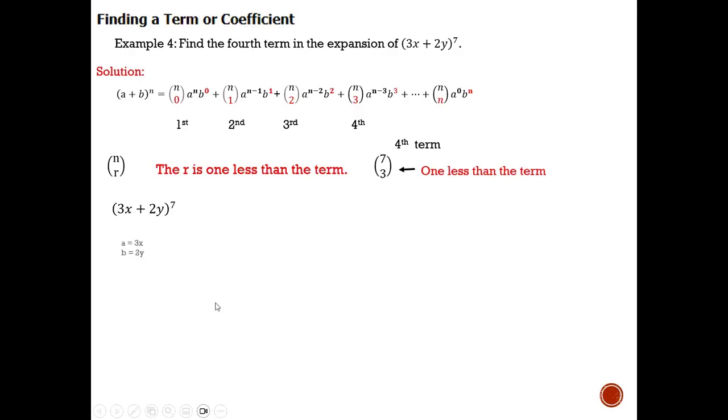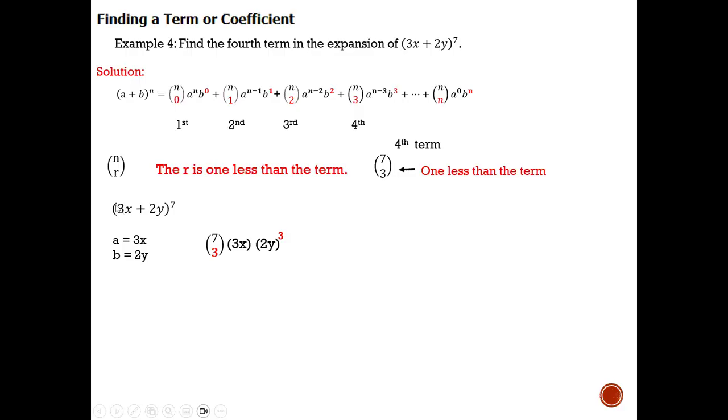Okay, 3x plus 2y to the 7th. The 3x is the first term of the binomial, 2y is the second term, or the B, right? So I have 3x, 2y. I know I'm going to use 7 choose 3. Now, the R matches the power of that second term of the binomial, okay? So again, I have 7 choose 3. I'm going to use that to find the value of that coefficient in the formula.